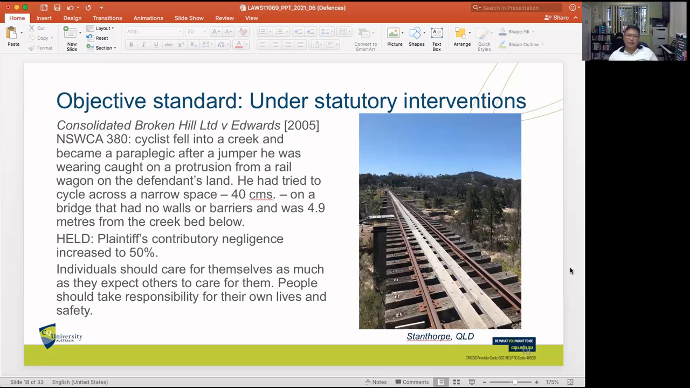increased it to 50% because initially the lower court only felt that the harm or injury to the plaintiff was only partly a result of his own negligence, so pegged it at about 20%, but that was increased to 50% by the Court of Appeal of New South Wales. And in that particular case, the Court of Appeal said individuals should care for themselves as much as they expect others to care for them. People should take responsibility for their own lives and safety.